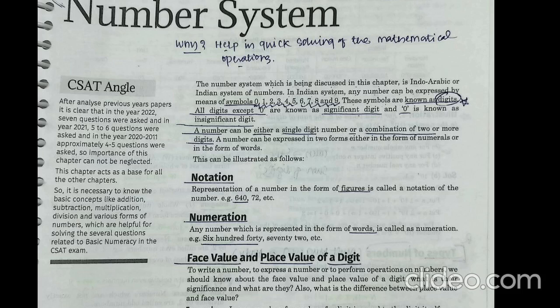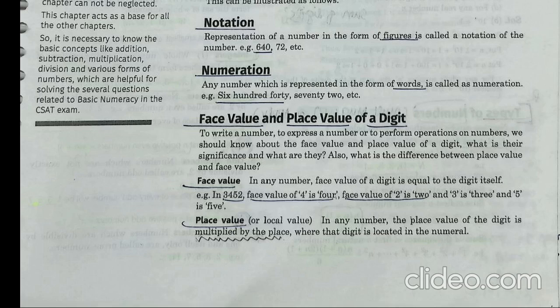What do we mean by numeration? Numeration is any number which is represented in the form of words. For example, six hundred forty. So you are going to represent it in the form of words, not in the form of figures. As we know, there is a difference between figures and words. Figures consist of digits, and words consist of alphabets, right? Okay, go to the next point.